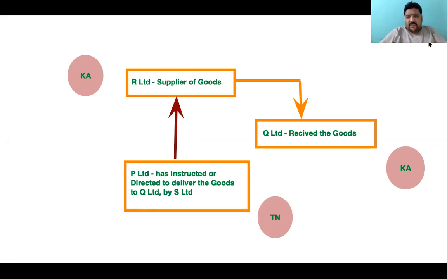Now, the real charm is not here. Sir, all three are in the same state, no charm. Different states are what make the real charm. The charm in the transaction will come only over here, when R Limited supplies goods to Q Limited as per the instructions of P Limited. Now, would your place of supply change? That is the question. All are in different locations.